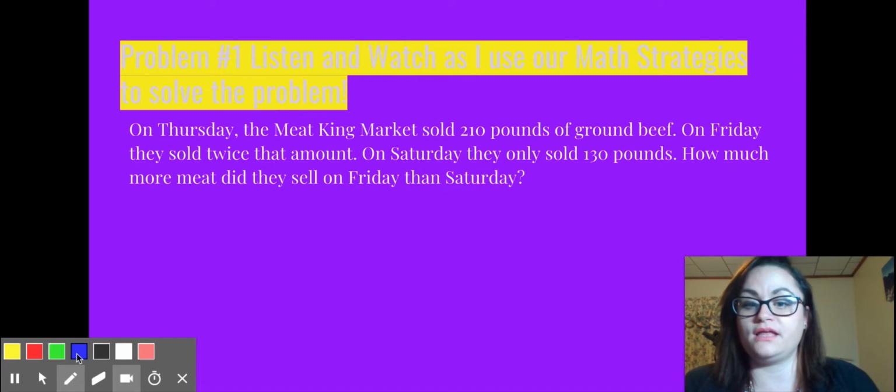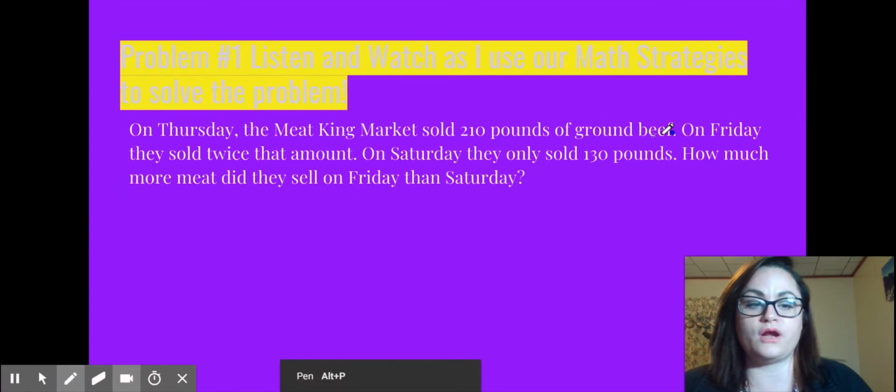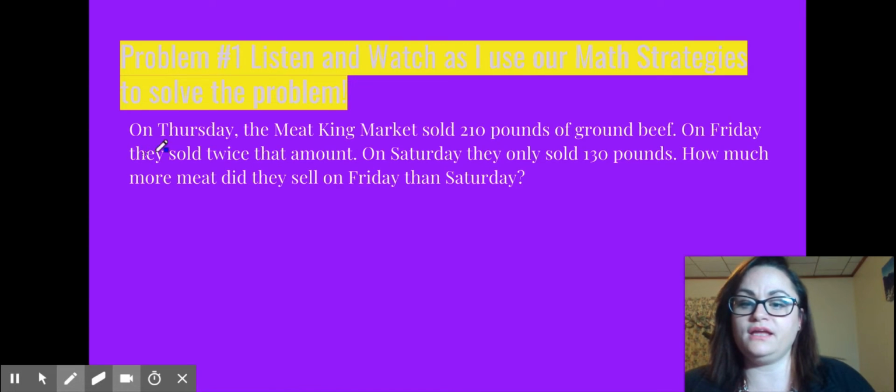On Thursday, the Meat King Market sold 210 pounds of ground beef. On Friday, they sold twice that amount. On Saturday, they sold 130 pounds. How much more meat did they sell on Friday than Saturday?